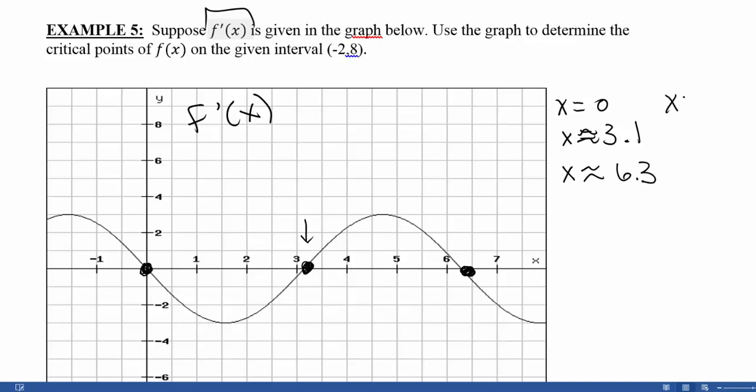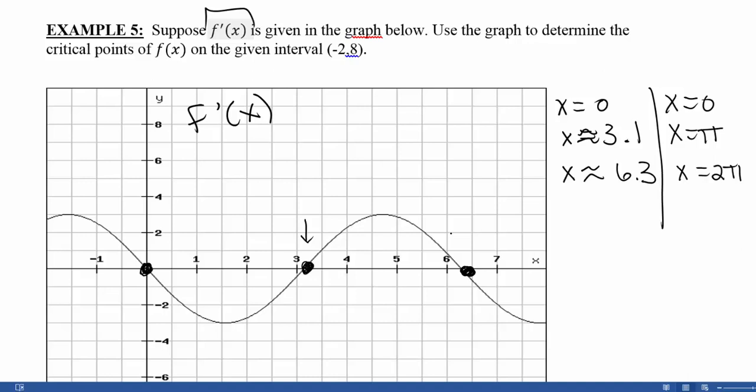I suspect, and this is just a guess, that this is at pi and this is at 2 pi. But I'm estimating close enough. Pi is 3.1, so 3.1 or pi would be fine here. But the idea is that we're looking for the place where this first derivative graph crosses through the axis, because that's when the first derivative will equal 0.